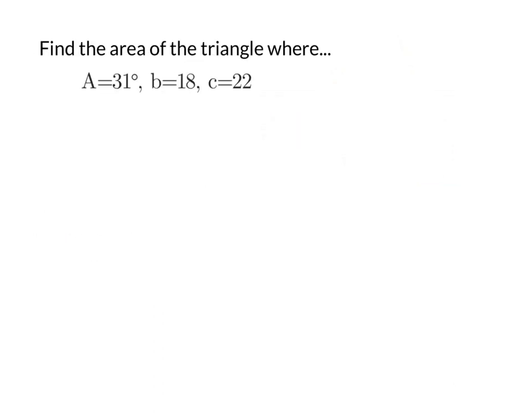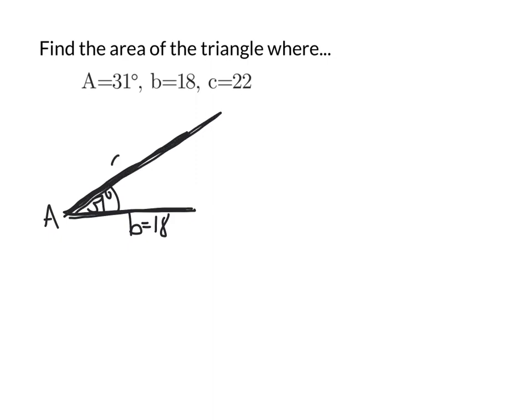So let's find the area of this triangle where A is 31 degrees, B is 18, and C is 22. A good first step is to draw the triangle. And I'm going to start by drawing a 31-degree angle, which looks approximately like that. That's my angle A. And then side B, if I put that on my base, is 18. And then side C is going to be longer than that 18. It's going to be out here, 22. C is 22.